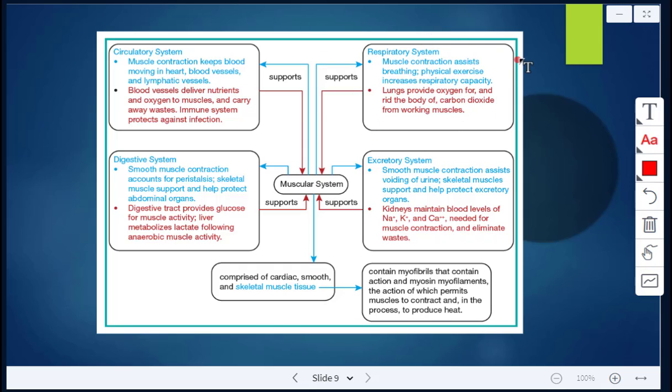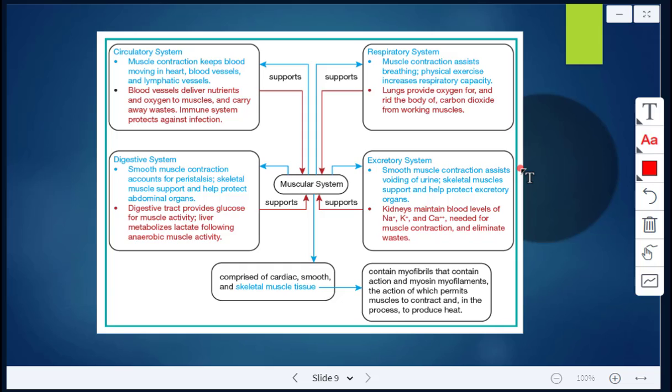Next, the respiratory system. The muscle contraction assists with the breathing. Physical exercise increases respiratory capacity, and in turn, the respiratory system, the lungs, provide the oxygen for the muscles as well as getting rid of the carbon dioxide from the working muscles.